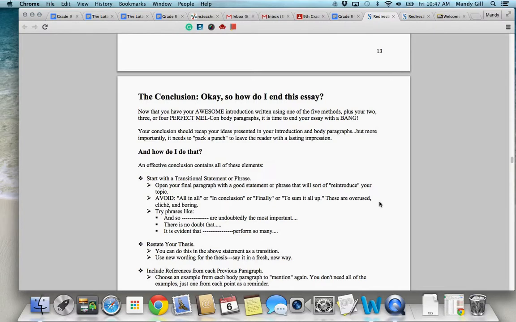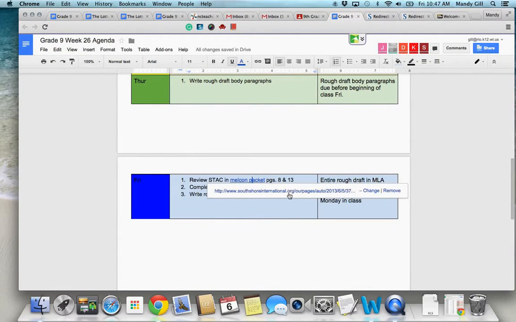Again, I looked at pages 8 and 14 in the melcon packet, and you can find that on the agenda right here, and that is your best resource. So good luck.